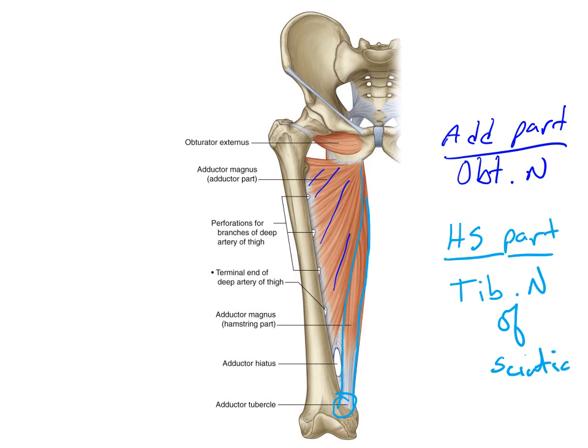The large oval gap between the hamstring and the adductor parts of the muscle is the adductor hiatus, which allows the femoral artery and vein to pass from the adductor canal into the popliteal fossa posterior to the knee.